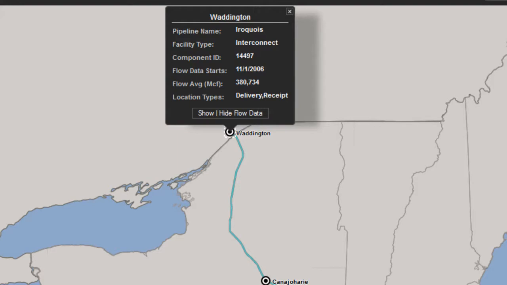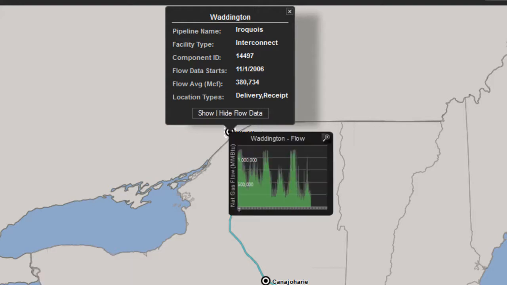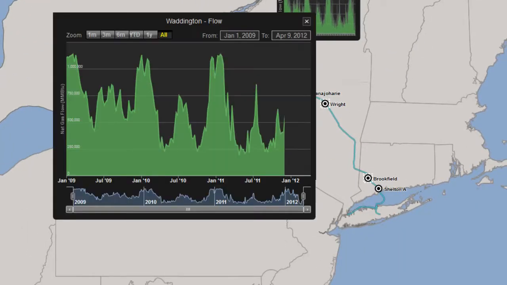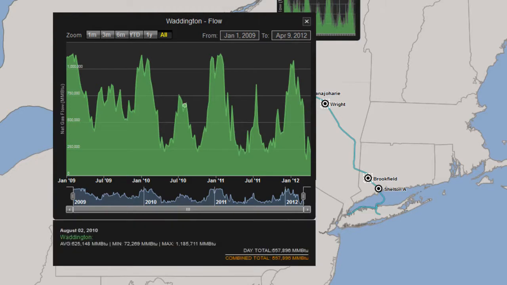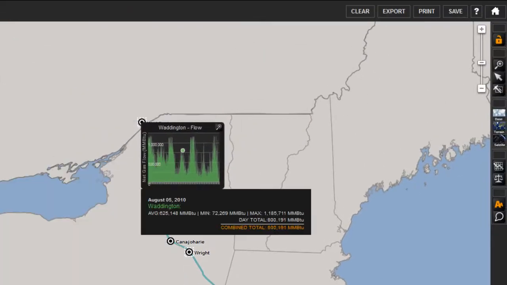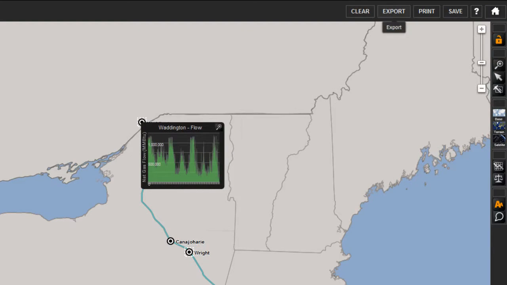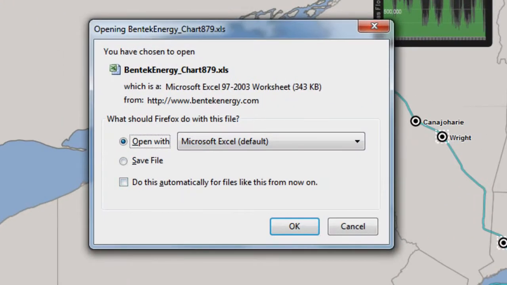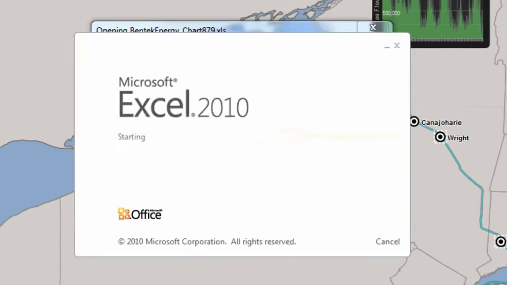I can then graph that individual point and look at the overall flows at that Waddington meter over time. Again, we can expand our graph and look at the individual flow dynamics within that Waddington meter over time. If this graph is of particular interest and I wanted to send that to a colleague, or at least send the data, I could actually click up here, select export. I'll go ahead and open that file in Microsoft Excel.